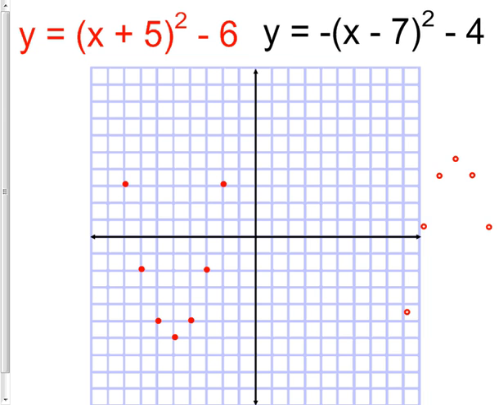This one, I couldn't make the dots black for some reason, but it's an upside down parabola. That's the negative thing there. And it is moved to the right 7 and down 4. Right 7, 1, 2, 3, 4, 5, 6, 7, and down 4.